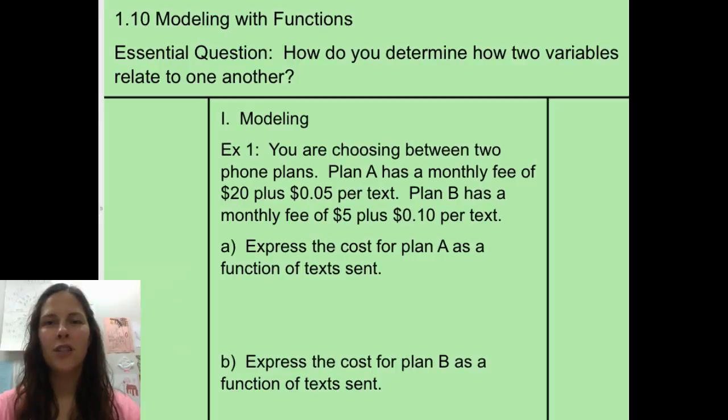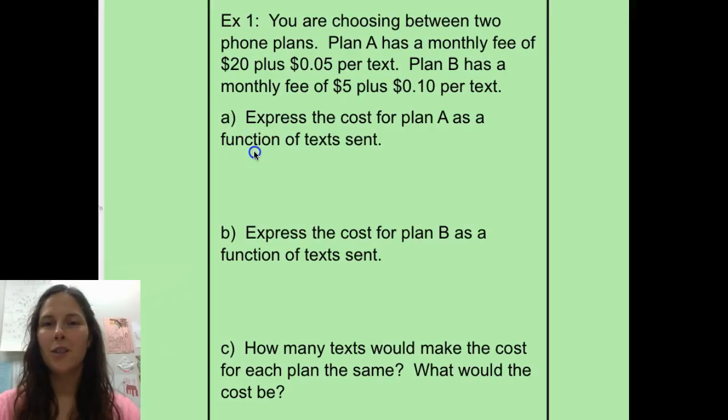The last section for this unit is modeling functions, and our essential question is how do we determine how two variables relate to one another? Example 1 is a little bit outdated, but cell phone plans used to charge per text message.